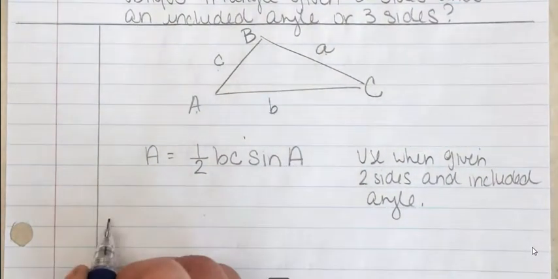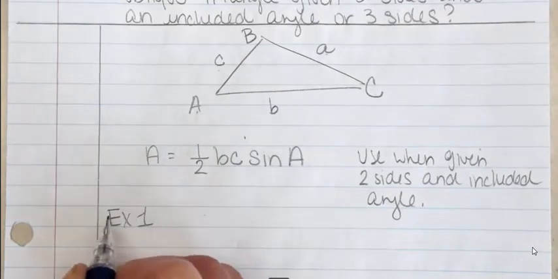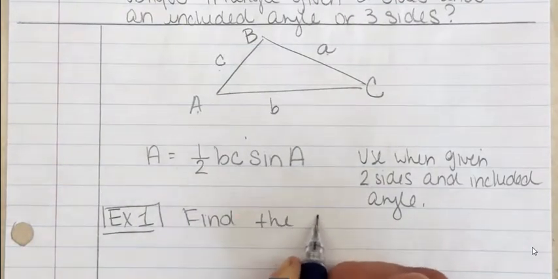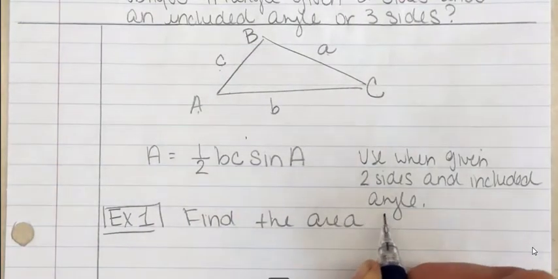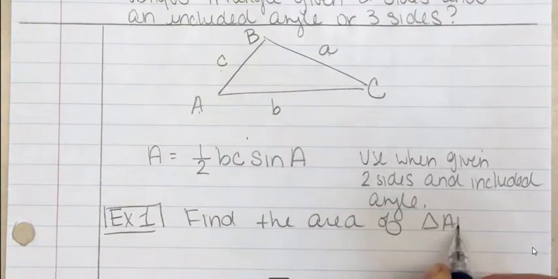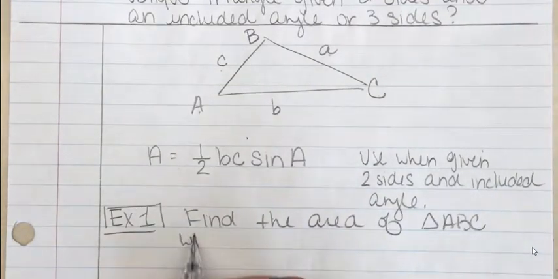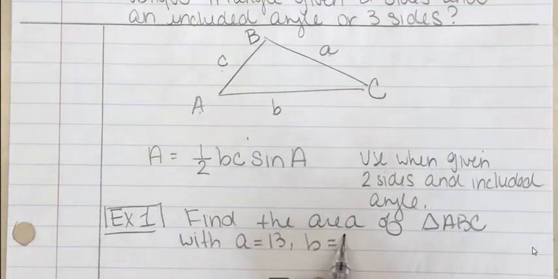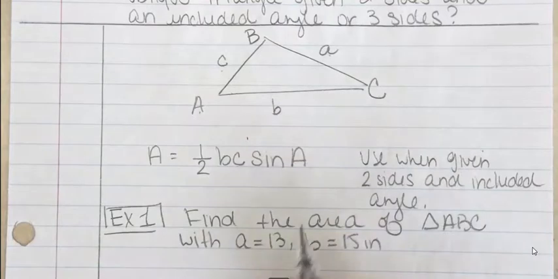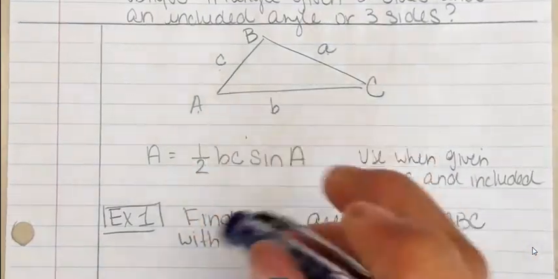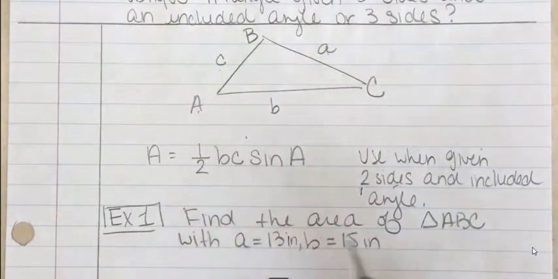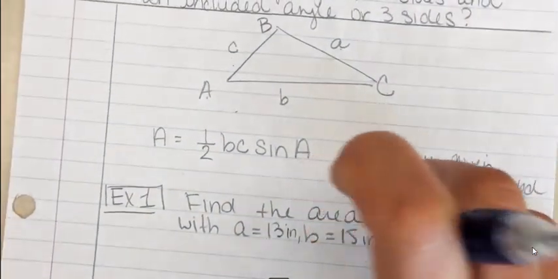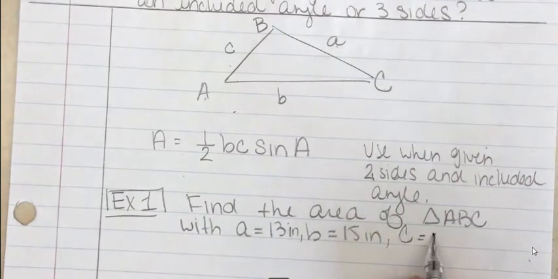So example 1, find the area of triangle ABC with A equal to 13, B equal to 15. Oh, and these are inches. And capital C, or angle C, equal to 71 degrees.